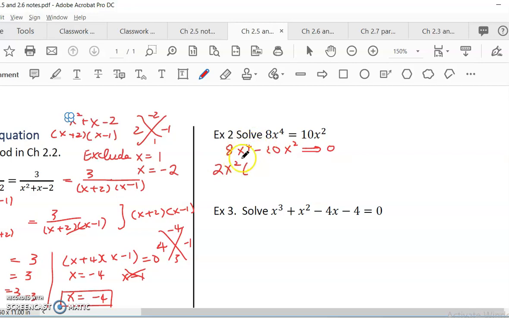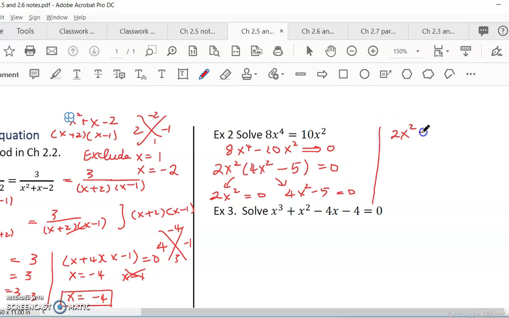After I factor the x squared out, this has 4x squared. And this one, if I factor 10 by 2, is 5. But x squared is gone, so I have that. Again, I split into 2, right? Because this is a product. Whenever I have a product, I can do 2x squared equal to 0. And then 4x squared minus 5 equal to 0. Very similar to what we have earlier.